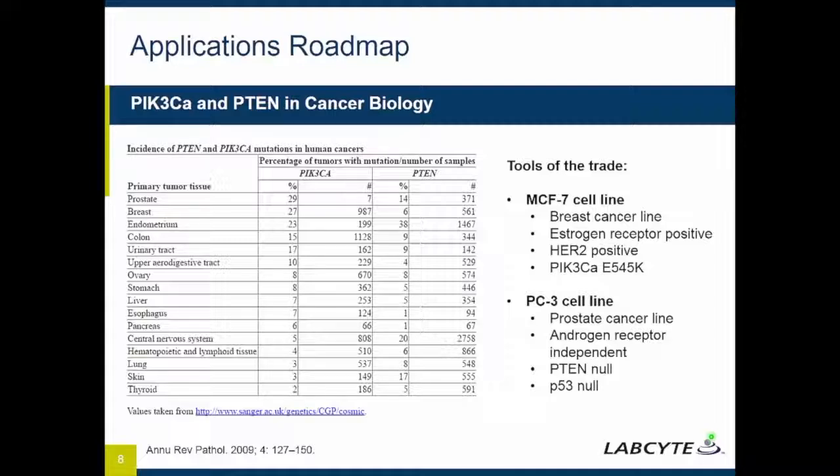The second tool that we're going to demonstrate and use through the talk is the PC3 cell line. And this is a prostate cancer cell line. It is androgen receptor independent, PTEN null, and P53 null. Now, one thing that this points out with the tools that we have is that cancer really is pretty tough, and it doesn't just stop with one particular mutation and can actually pile on. So multiple oncogenes can be present within a singular line to drive a variety of cancer types in different tissues.